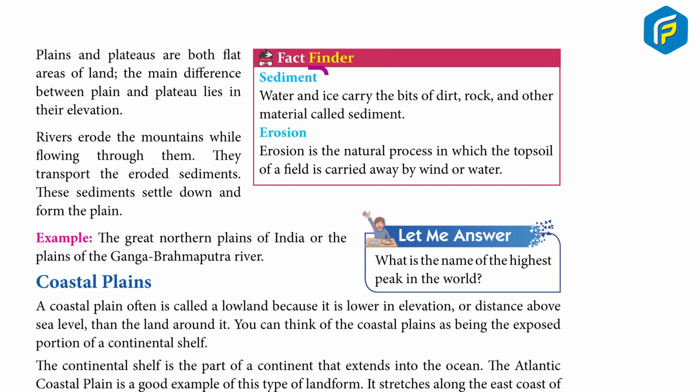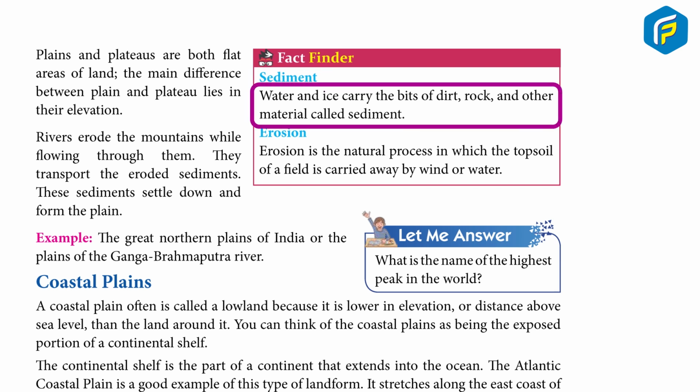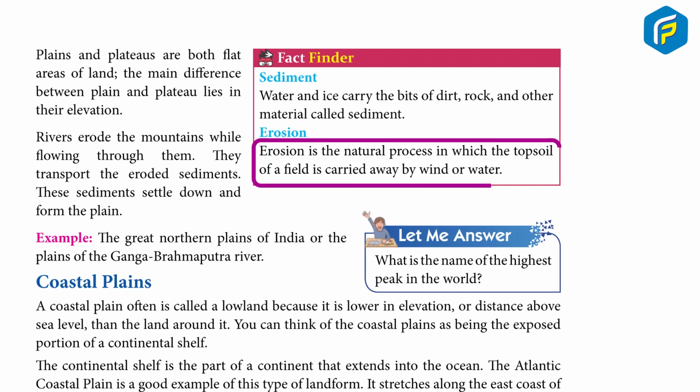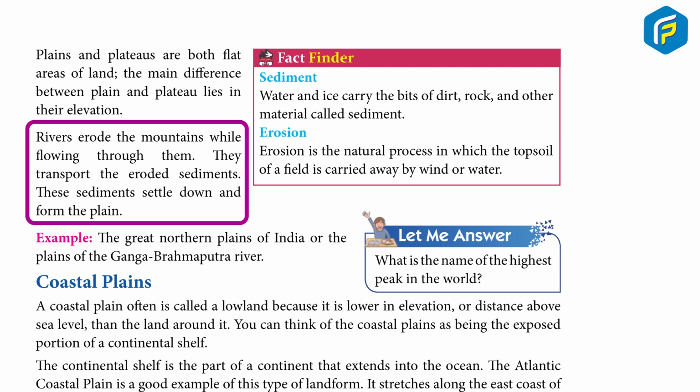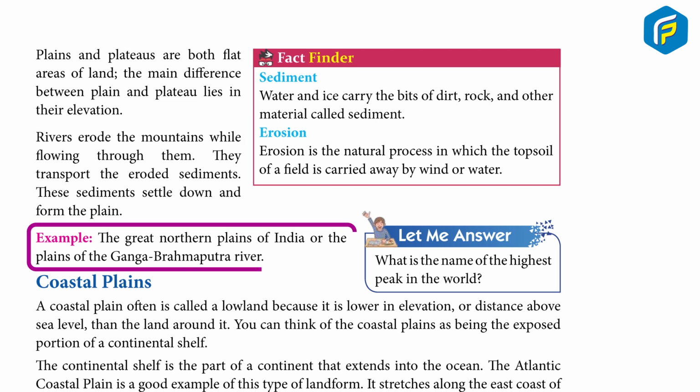Fact finder. Sediment. Water and ice carry bits of dirt, rock, and other material called sediment. Erosion. Erosion is a natural process in which the topsoil of a field is carried away by wind or water. Rivers erode the mountains while flowing through them. They transport the eroded sediments. These sediments settle down and form the plain. Example: the Great Northern Plain of India or the plains of the Ganga-Brahmaputra River.